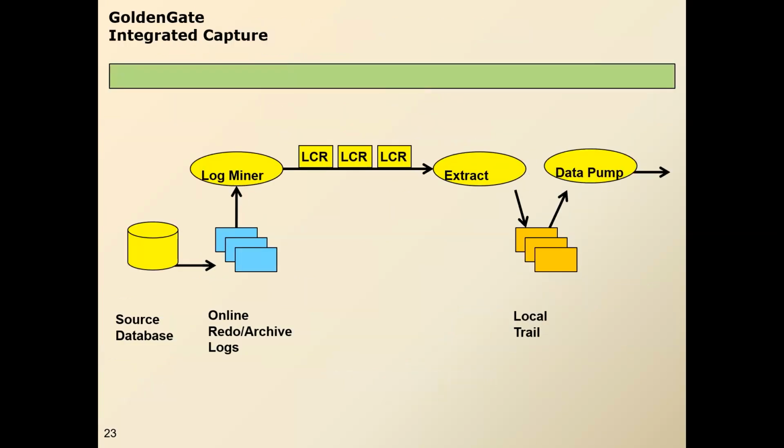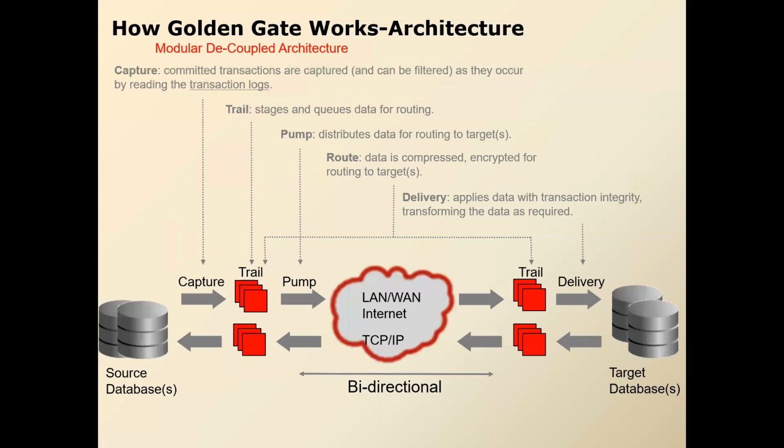Now, in the previous session, we discussed that there are two types of extract in Goldengate. Can anyone tell me what the two types of extracts in Goldengate are? Not architecture, I'm talking about the two types of extracts. Classic and integrated. Absolutely correct. So there are two types of Goldengate extract. Now, what is the difference between the two?